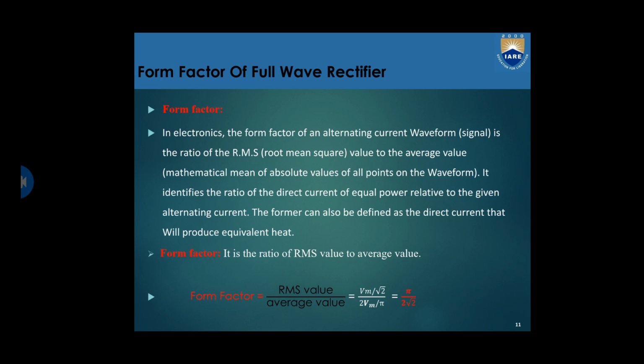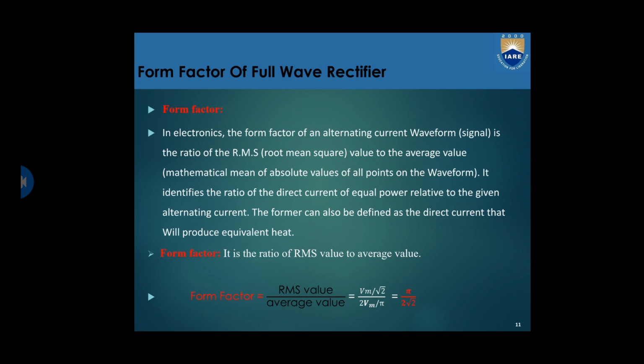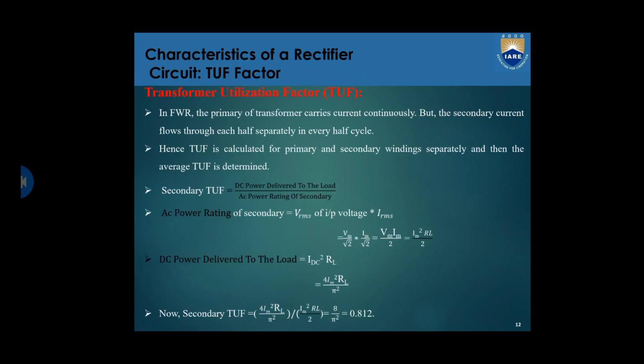As we discussed before, RMS value is equal to Vm by root 2. So average value will be 2 Vm by pi. Vm will get cancelled, and at last the form factor of the full wave rectifier is pi by 2 root 2. As you can see, form factor will be pi by 2 root 2 for the full wave rectifier.